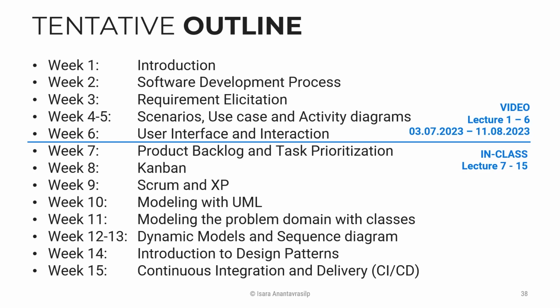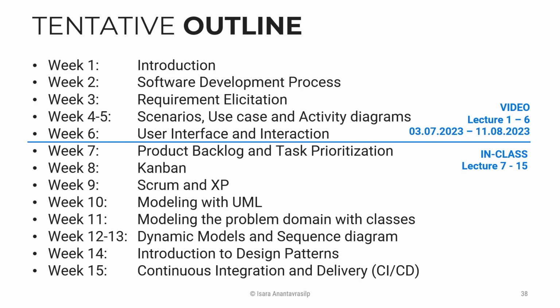For the first 6 weeks, since some of you are still doing internships and some of you are still abroad, the course will be conducted online in video format, like we are doing right now, from the 3rd of July to the 11th of August. After that, from week 7 onwards, the class will be conducted on site or in class. We will discuss product backlog, task prioritization, Kanban board, Scrum, and XP. These 3 classes are part of the Agile process.